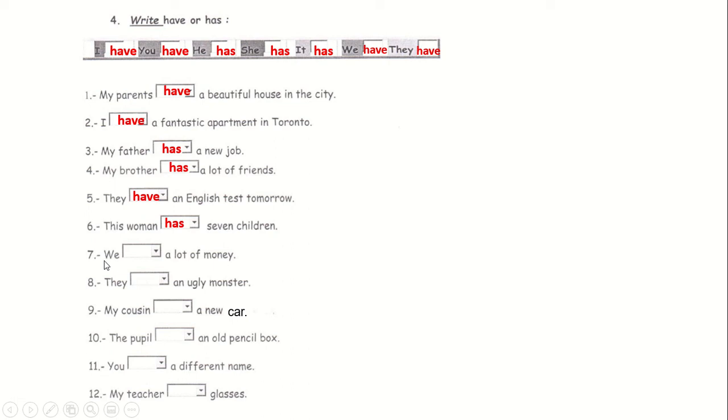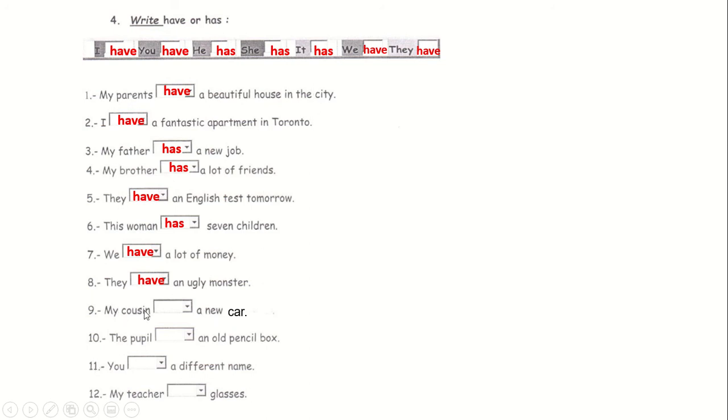Let's continue. We, number 7, we, a lot of money. We is quite clear and direct. Have. They, also. They, an ugly monster. They have. Excellent.